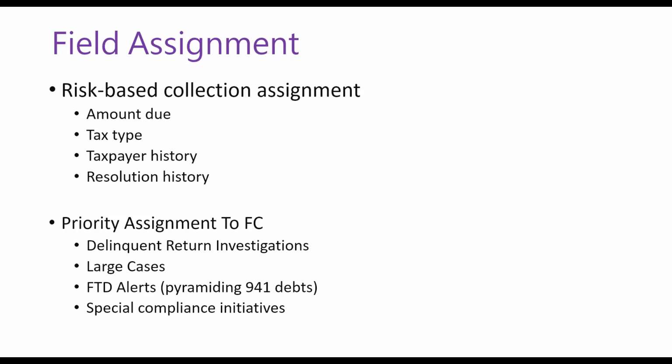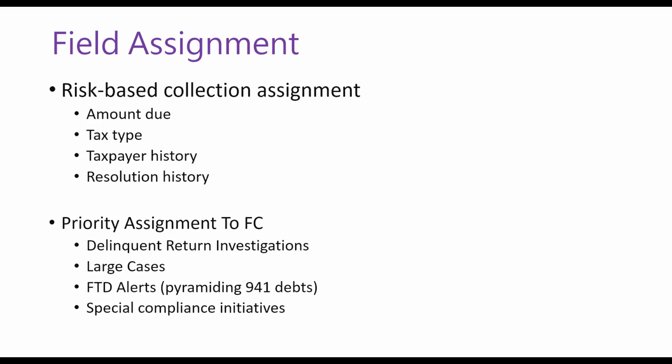There are also certain cases that have specifically defined prioritization bumps. So, and FC is field collections. So first of all is delinquent return investigations. Over the past couple of years, there's been a significant initiative at the IRS to close out old delinquent return investigations. And in fiscal year 15, the IRS made some significant progress on this. And they closed out 500,000 out of the 3 million open delinquent return investigations.